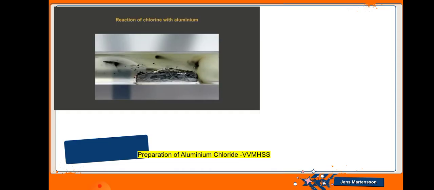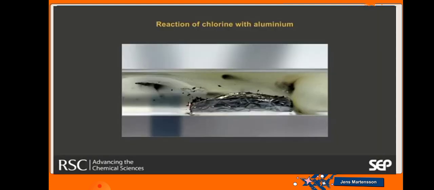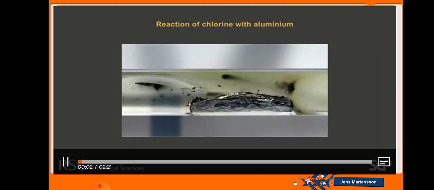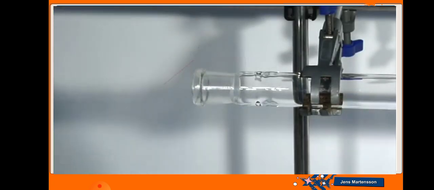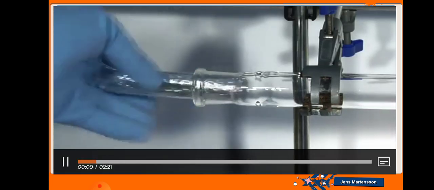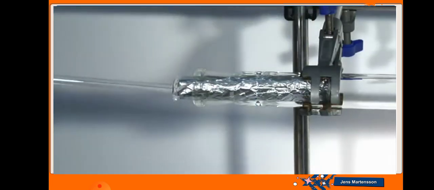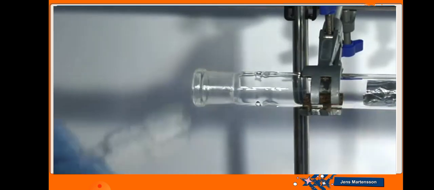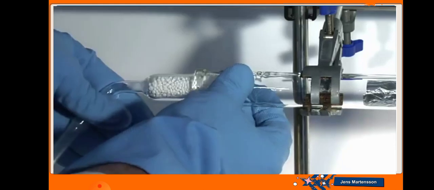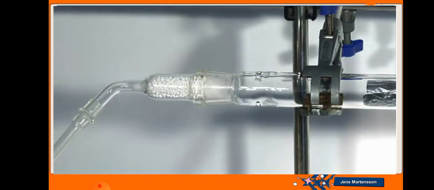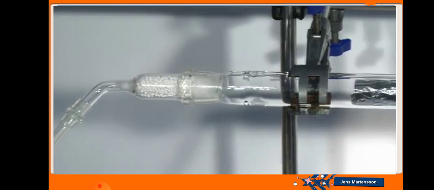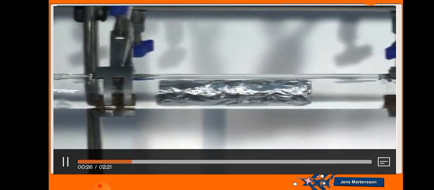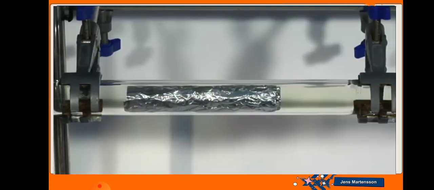Okay, so let us see a video of how we prepare aluminum chloride in the laboratory. Aluminium foil is placed into a glass reaction tube. So we are adding aluminum foil and keeping it inside the tube, and after that we add chlorine. Aluminum is a metal, and chlorine is a non-metal. So when we heat it, chlorine is passed into the reaction tube. Now we are heating it.